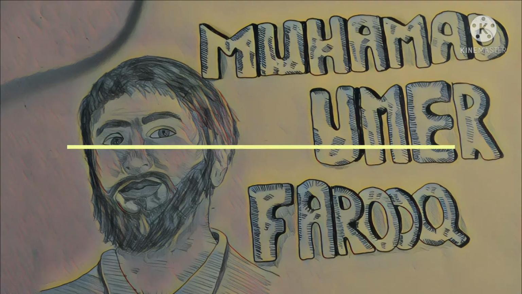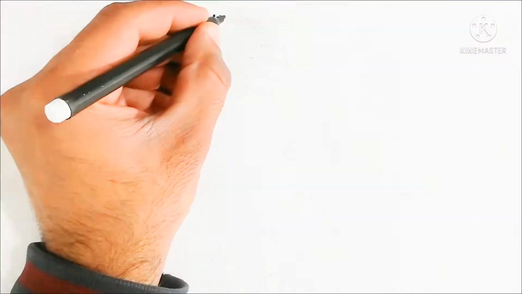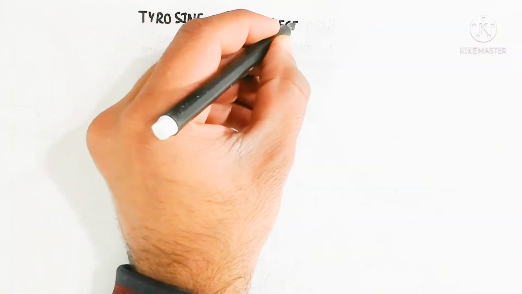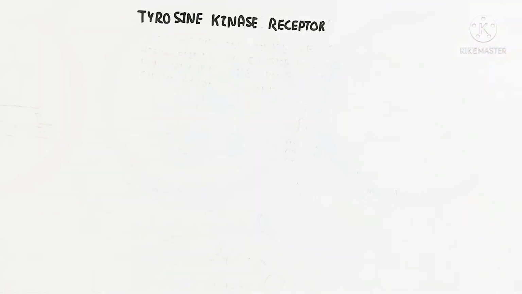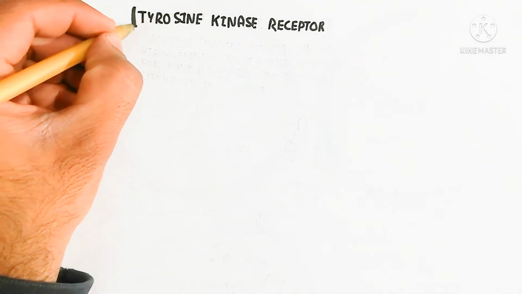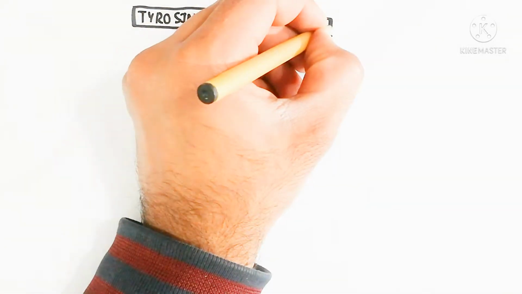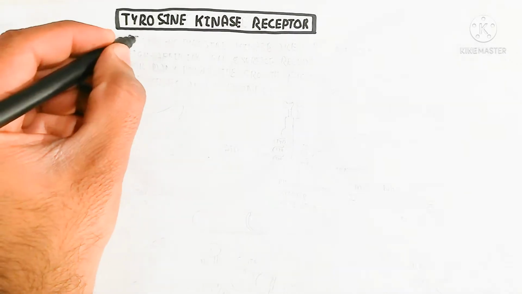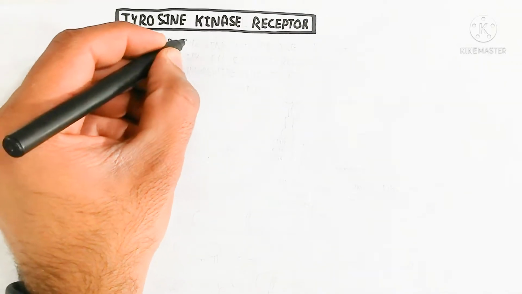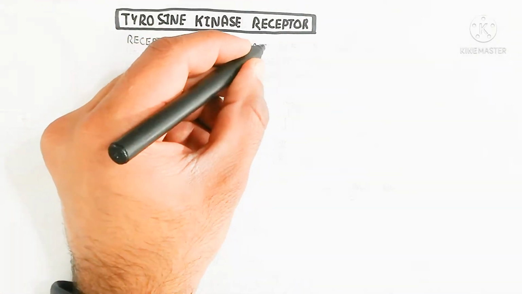Hello, in this video we will discuss the tyrosine kinase receptor. The receptor tyrosine kinases are high affinity cell surface receptors for many polypeptide growth factors and cytokines, as well as hormones, which give the signal to the cell.